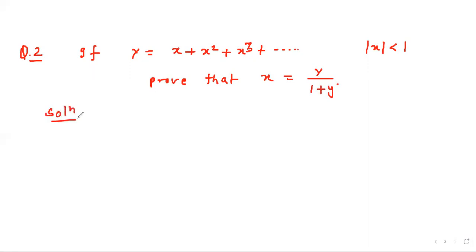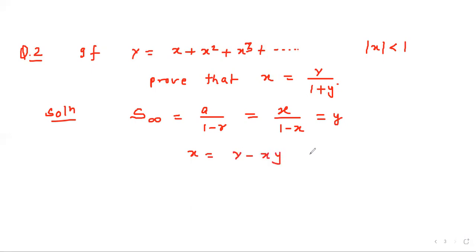Let's consider the solution. Again, we apply the formula S infinity equal to a upon 1 minus r, that is x upon 1 minus x, but this is equal to y, so we get x equal to y minus xy, or x plus xy equal to y, x common, 1 plus y equal to y, from where x equal to y divided by 1 plus y.